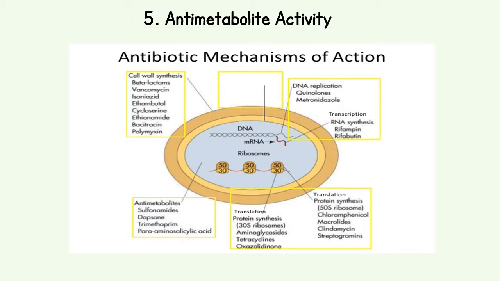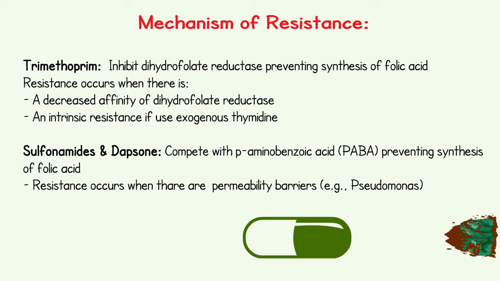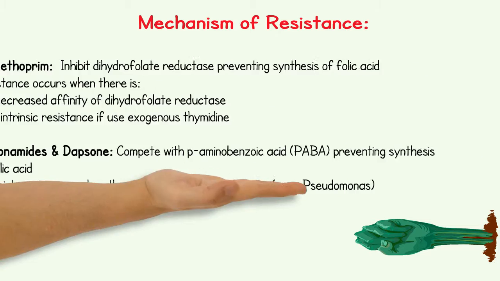There are also antimetabolites that are specific for the metabolism of certain bacteria, hence making them suitable to use as an antibiotic. An example includes trimethoprim, which inhibits dihydrofolate reductase, preventing the synthesis of folic acid. But resistance can occur when there is a decreased affinity of dihydrofolate reductase.